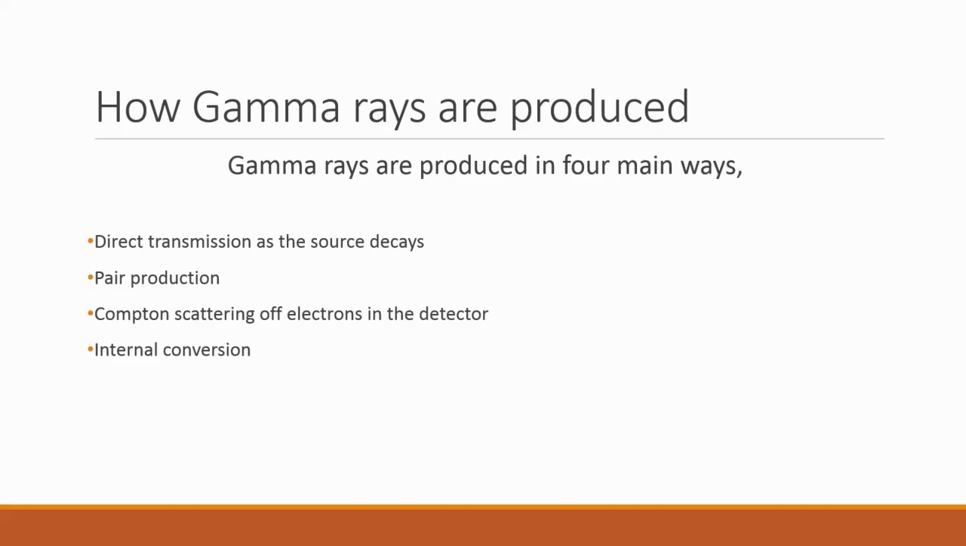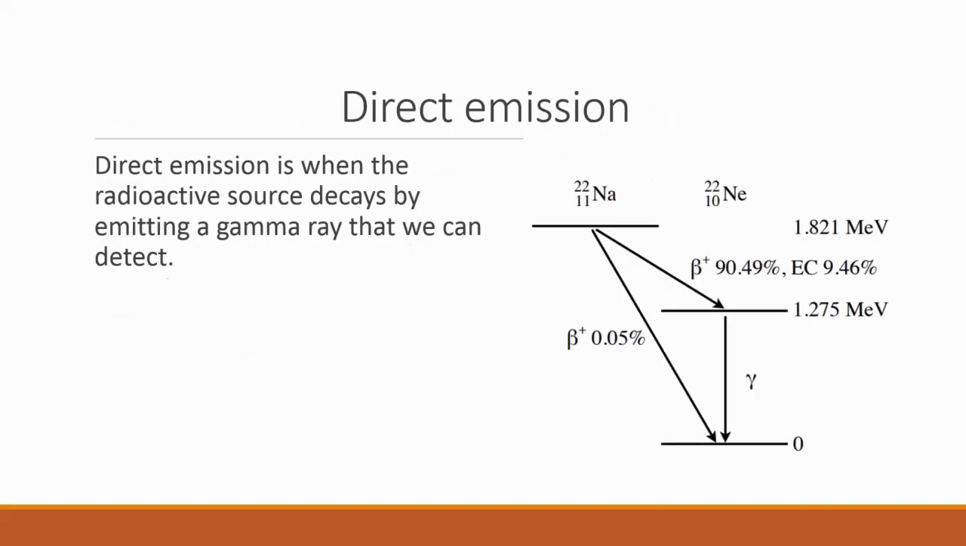The third way is Compton scattering, from when gamma rays hit electrons in the scintillation crystal, scattering off them and creating different energy gamma rays. The last way is internal conversion, where an atom emits an electron and leaves the atom in an excited state, and characteristic X-rays are emitted as the electrons fill the vacant states left by the ejected electron. We're going to discuss these ways in a bit more detail in the next 4 slides.